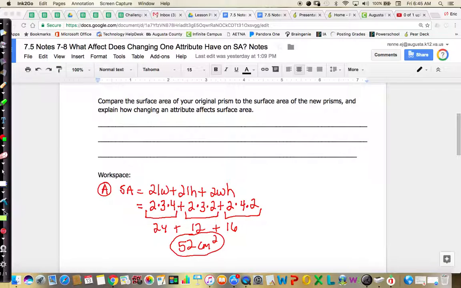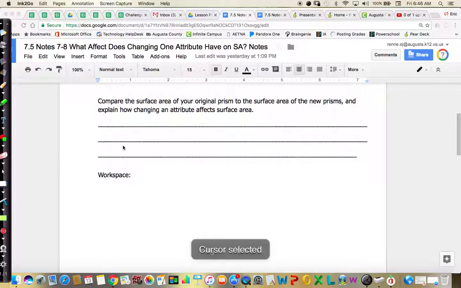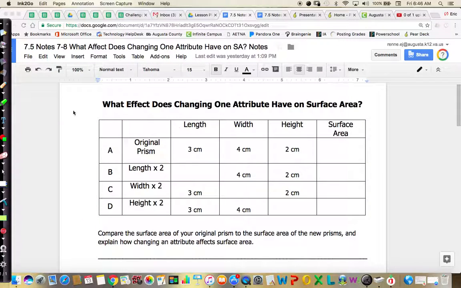Okay, now look back up at the top, and we're going to fill out the chart. I'm not going to have you calculate all 4. I've actually done that for you. So let's fill out the chart. You just did A, so that was 52 centimeters squared. Okay, B is 88 centimeters squared. C is 92 centimeters squared. And D is 80 centimeters squared. So it wants us to compare the surface area of your original prism to the surface area of the new prisms and explain how changing attributes affects surface area.